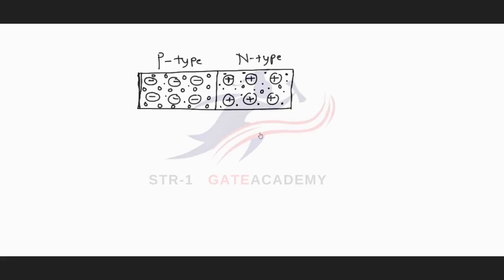So we can say that the electron concentration in n-type semiconductor is far greater than the electron concentration in p-type semiconductor. So the electron concentration decreases as we move from n-type to p-type semiconductor. While if we move from p-type to n-type semiconductor, the hole concentration in p-type semiconductor is far greater than the hole concentration in n-type semiconductor. So the hole concentration decreases as we move from p-type to n-type semiconductor.